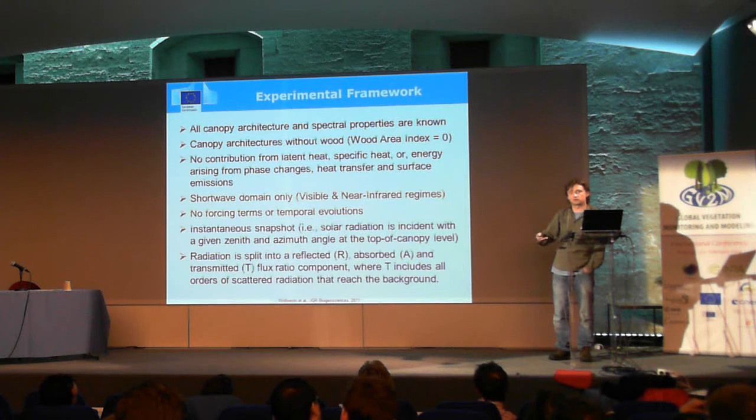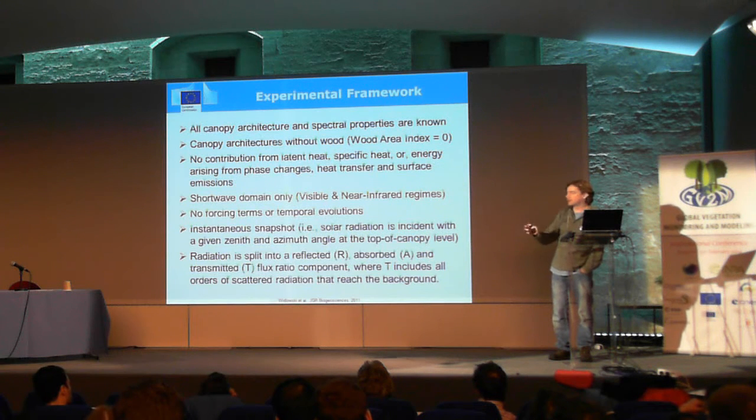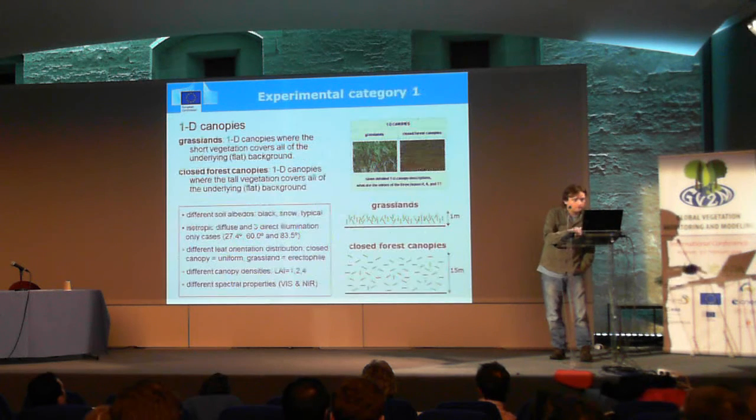So there's no forcing or dynamic components underlying this. So we're not testing how well the model represents growth or any of those kind of things. So we're just providing an instantaneous snapshot at some point in time where we've described everything about the vegetation exactly. And unlike other RAMI papers, we're only splitting the signal into the reflected component, the absorbed component, and the transmitted component.